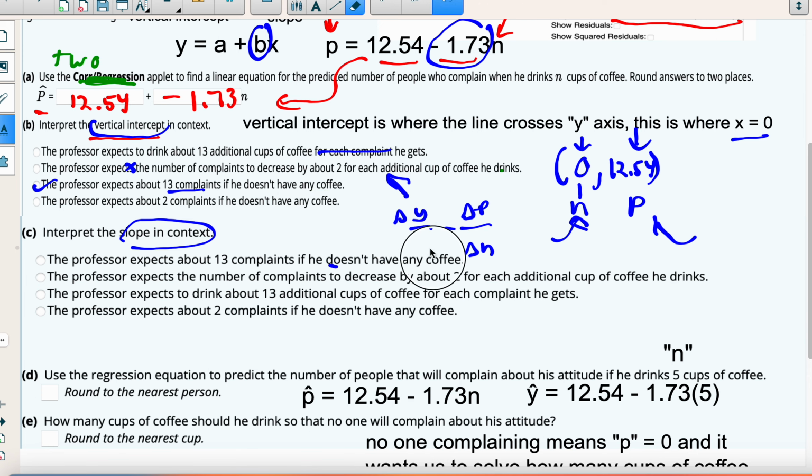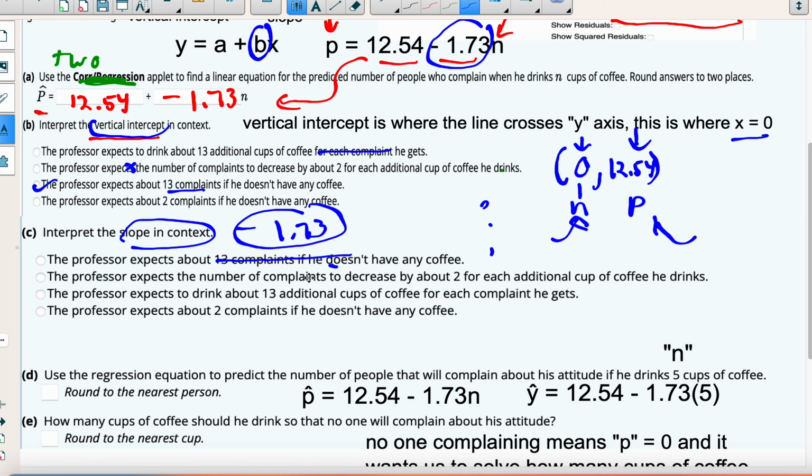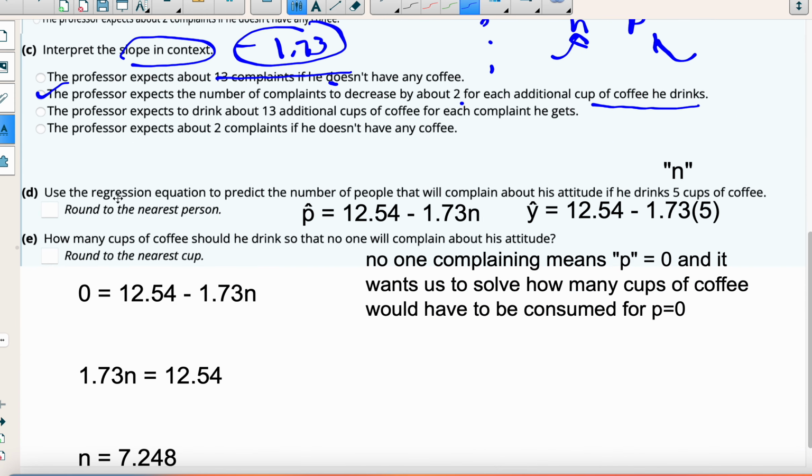Okay, so let's see what this says here. The professor expects about 13 complaints if he doesn't have any coffee. Now we're interpreting the slope. The slope is negative 1.73. This is not talking about the slope. All right, the professor expects the number of coffee complaints to decrease by about 2. Okay, that's my slope, about negative 2. The number of complaints decreases by 2 for each additional cup of coffee he drinks. That's our answer. It says use the regression equation to predict the number of people who will complain.